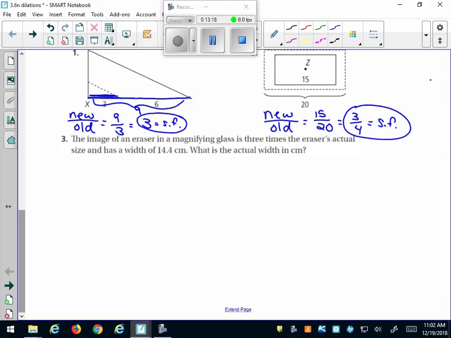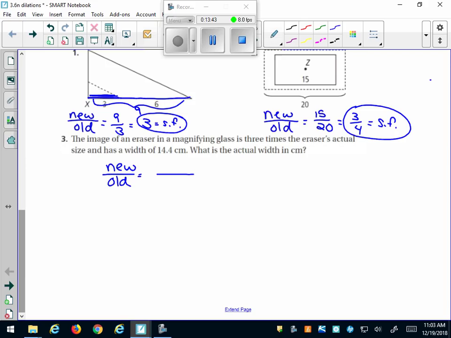So, the image of an eraser in a magnifying glass is 3 times the eraser's actual size and has a width of 14.4. So the enlarged eraser size is 14.4. Always think of new over old, right?